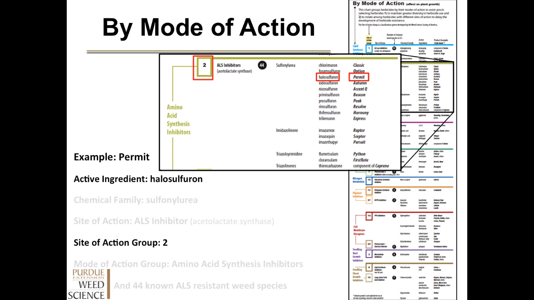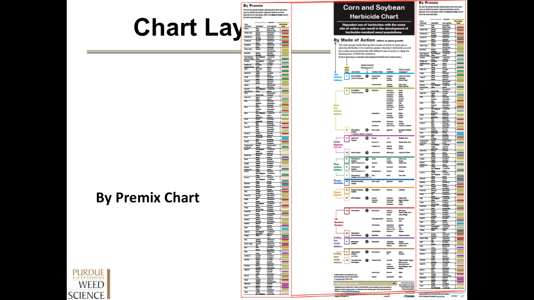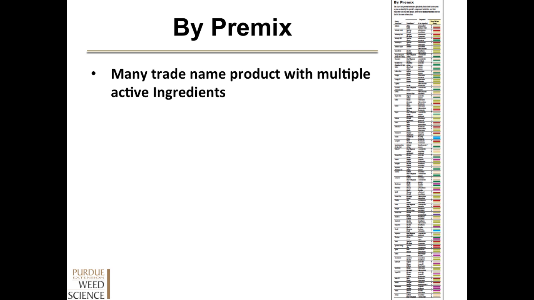Alright, so moving on from here, let's go talk about the by premix chart. Again, the by premix chart is the chart on the right-hand side of the document that takes up the entire length of that document. And the reason why we have this chart separately is that there are many trade name products out there that don't have a single active ingredient.